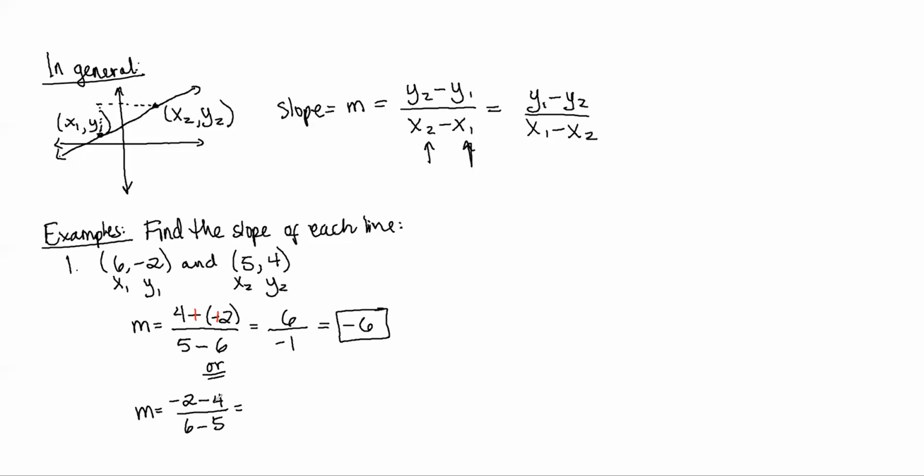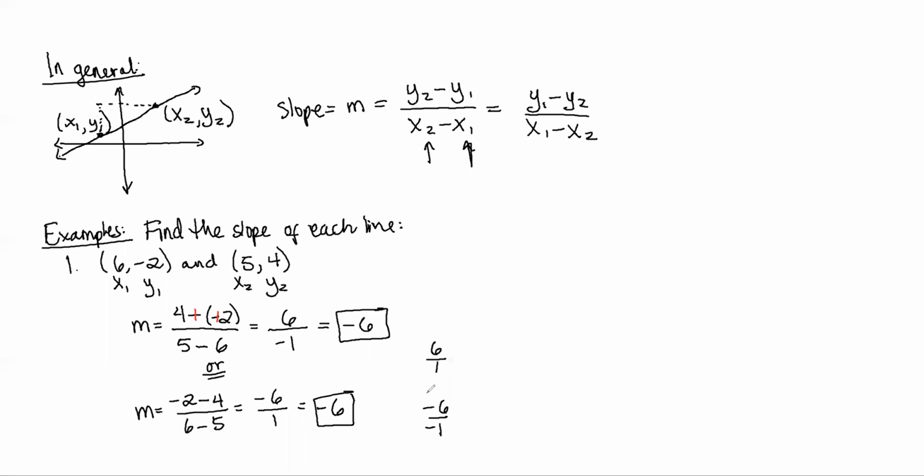-2 minus 4 is -6. 6 minus 5 is 1, and -6 divided by 1 is still -6. So see how it just put our negative on the top instead of on the bottom? If we had a +6, it would be 6 over 1, versus the other case, -6 over -1, but this would still give us the same +6.